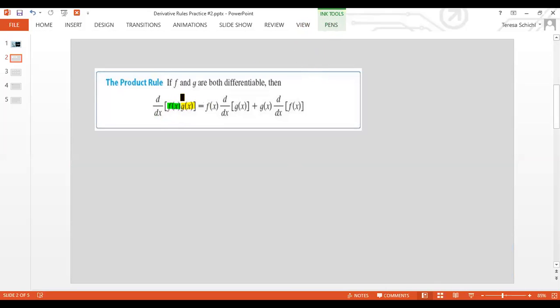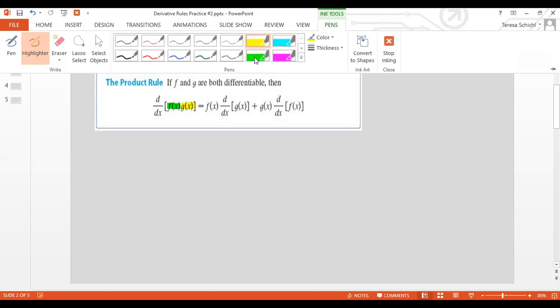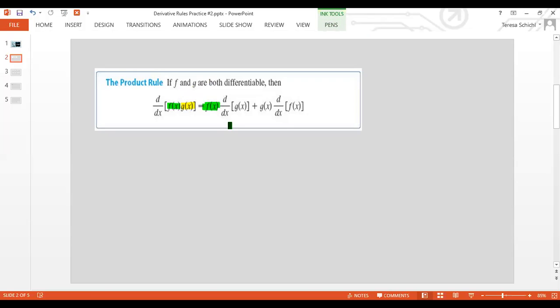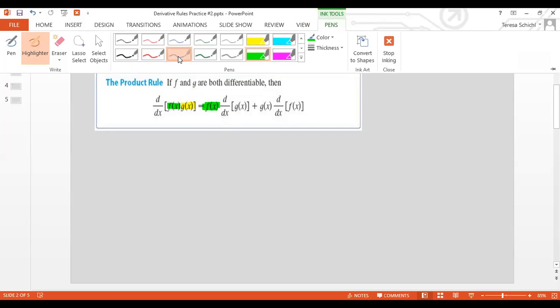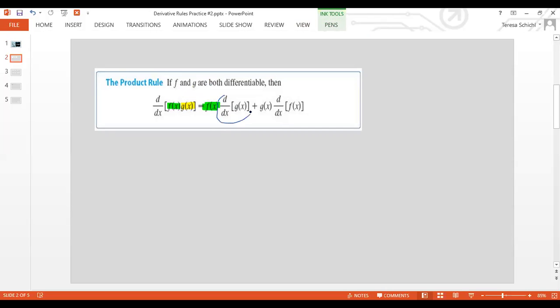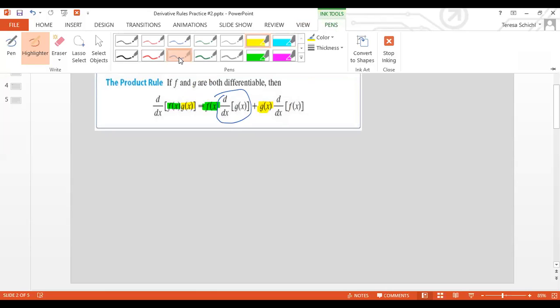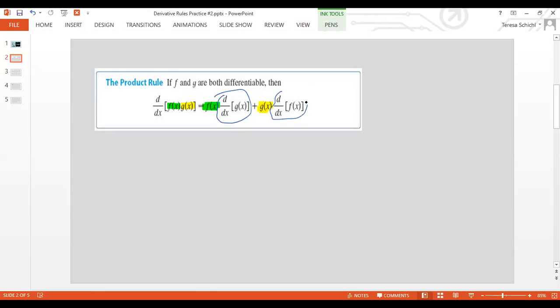You cannot just take the derivative f prime times g of x. The product rule is: you hold the first one, f of x, not changed. Then you take the derivative of the second function. After that, you hold the second function, not changed, and then you take the derivative of the first function. That's what we call the product rule.